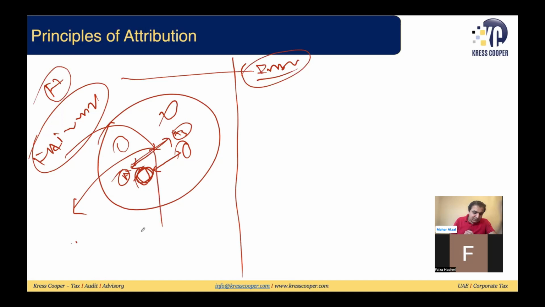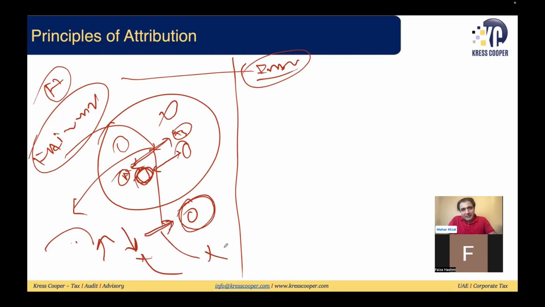For this transaction, there is a possibility that the price is above the market value, below the market value, at par, or at zero. Zero is basically below the market value. So there are four possibilities: above the market value, below the market value, at par, or at zero. If it is already at par, we are not liable to do anything.